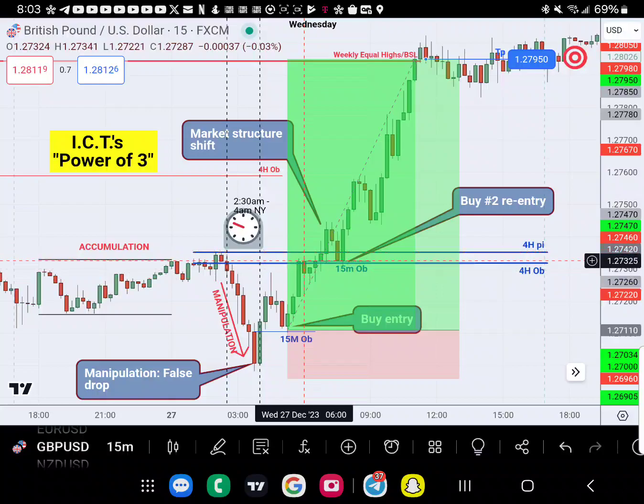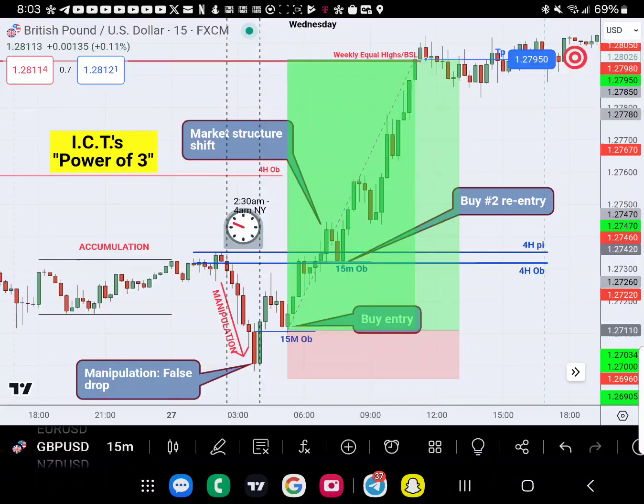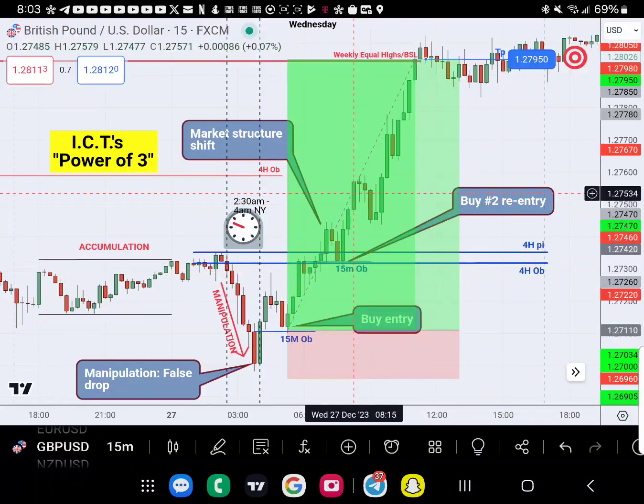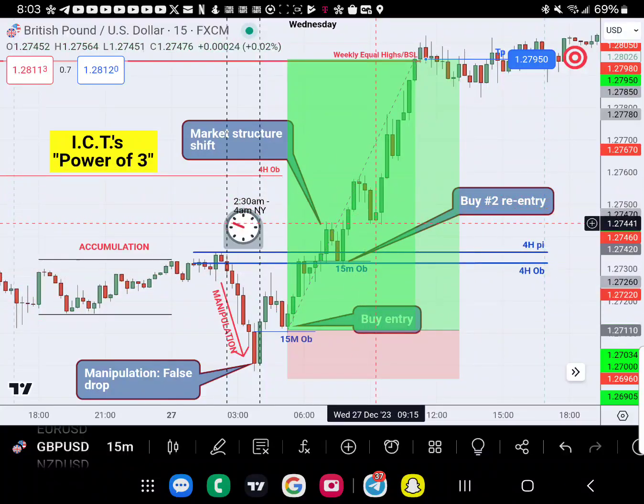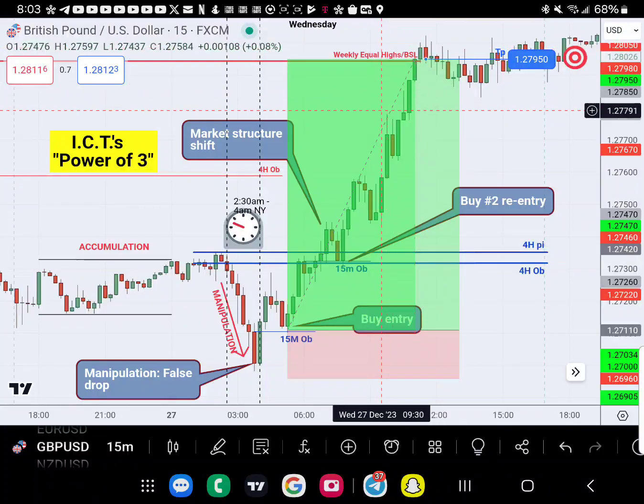We have a second order block here. That would be your entry, 15 pip stop again below the order block candle here. And you'd be aiming for the weekly equal high buy side liquidity, which is our PDA array for the day. All right, so distribution continues to the upside, forms a new high with a retracement, higher high, small retracement. And finally, we hit the objective, which is the weekly equal high, the buy side liquidity. So by 11 o'clock New York time, you're done with the trade.